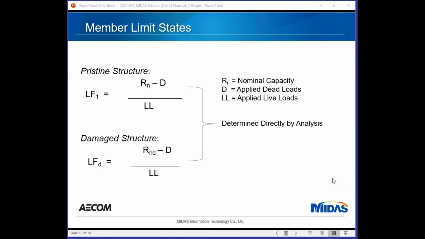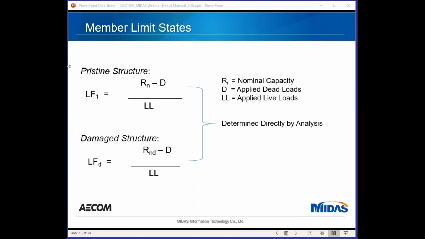So when we look at redundancy, we have these two parameters, the LF1 and the LFD. What that tells us is the reserve capacity of the structure to resist live load. It's basically like a load rating factor. On one side we have the nominal capacity, on the other side the dead loads, and at the bottom the live load. So this gives us the reserve capacity.